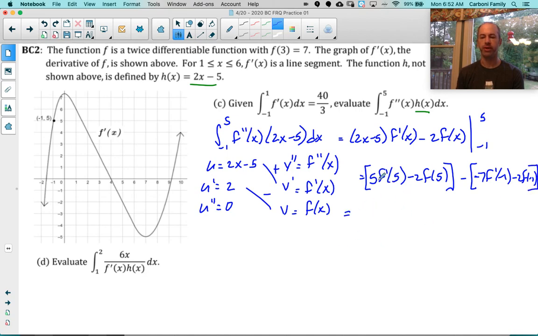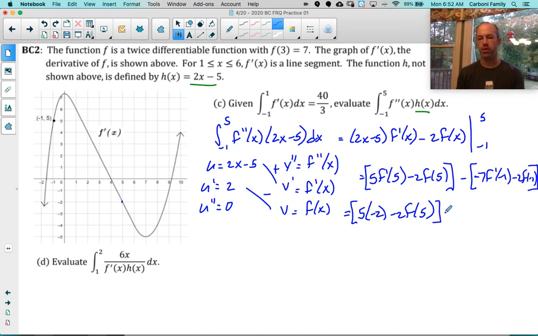So let's start plugging in what I know. We have 5, f prime of 5. We are looking at f prime right now, and f prime of 5 is negative 2 minus 2 f of 5. F of 5 is what we don't know, and so we're going to have to create a second setup to get the value of f of 5.